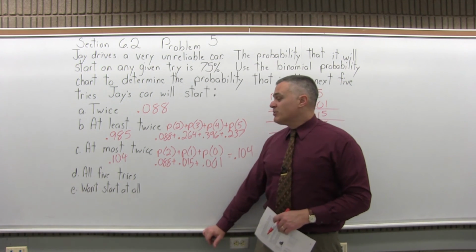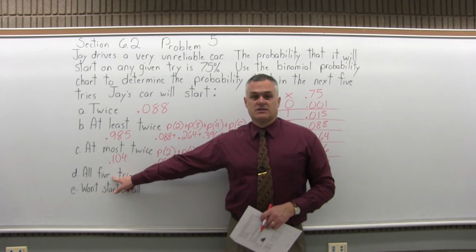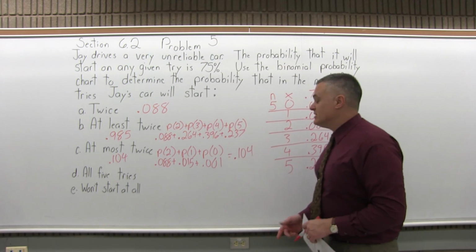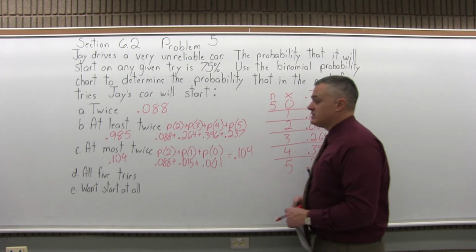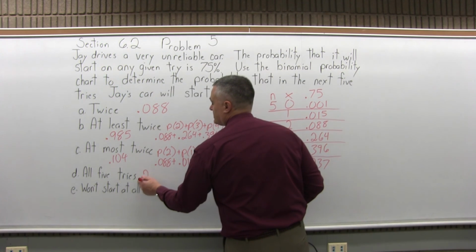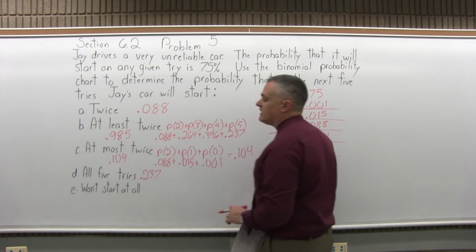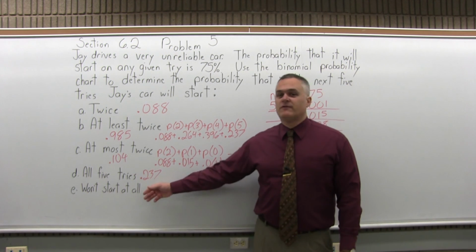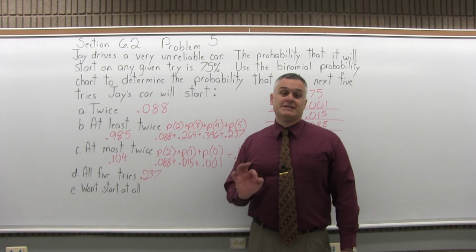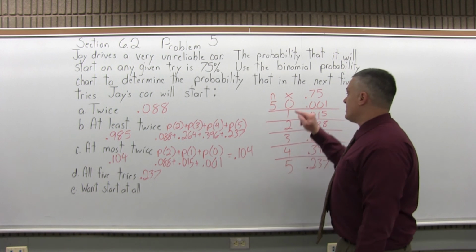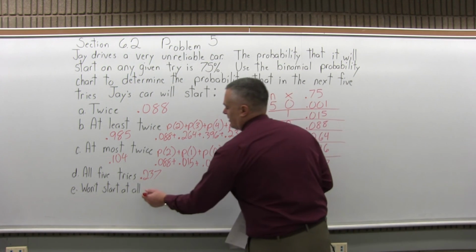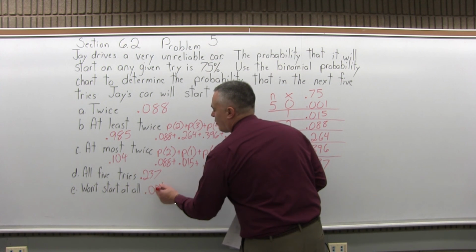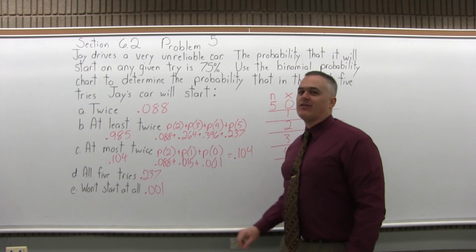And then D, what's the probability that it's going to start on all 5 tries? Well, that's easy. All you have to do is go to 5. It's not at least or at most. Just write 5, 0.237. So almost a 24% probability, 0.237. And what's the probability it won't start at all in 5 tries? So it would be 0 starts. So that would be 0.001, very unlikely that it won't start at all. So it's like 1/10 of a percent.